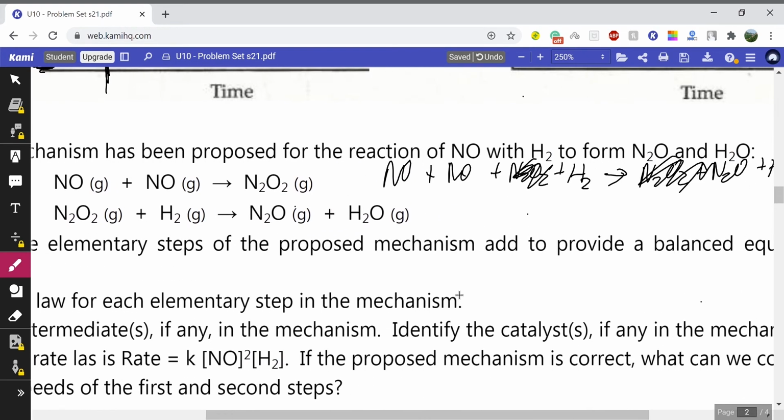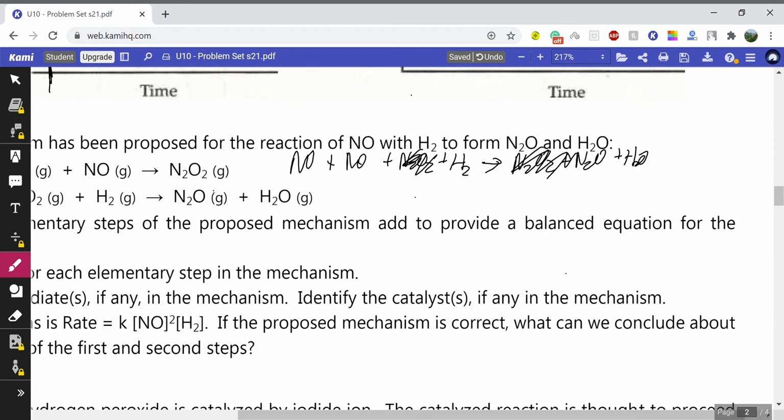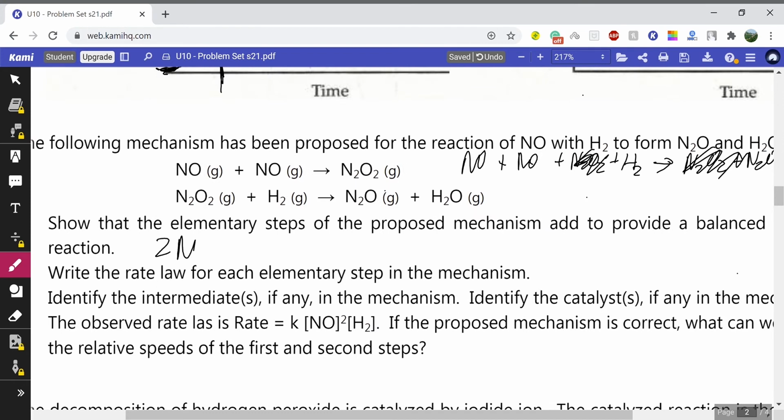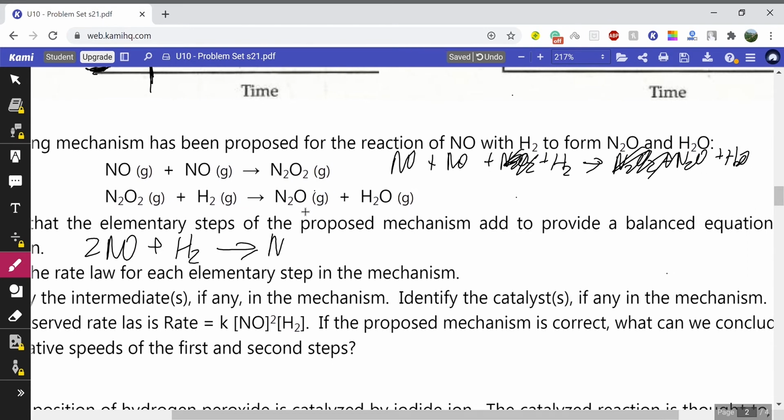Now that we know there are no catalysts, we can write this as 2NO plus H2 makes N2O plus H2O. And it's best if we include our states of matter. So NO is gas, H2 is also gas, N2O gas, and H2O is also in gas form.